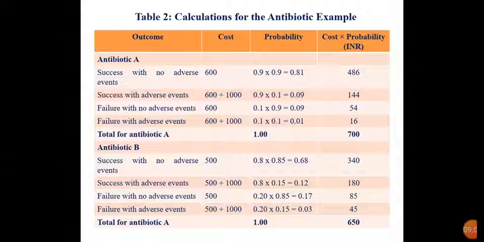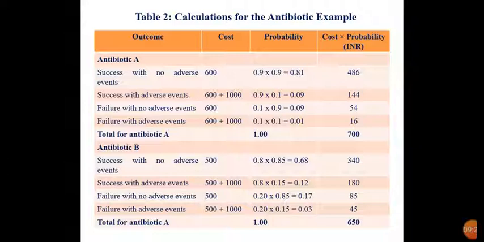So then what would be the cost and the probability? The cost is 600 and the probability is 0.81. The cost probability is 486 rupees. Then success with an adverse event. So the success cost is 600, and the adverse event cost is 1000 rupees. Then it will become 1600.